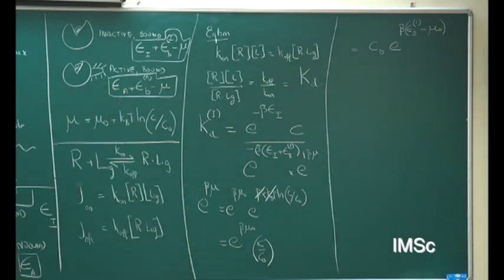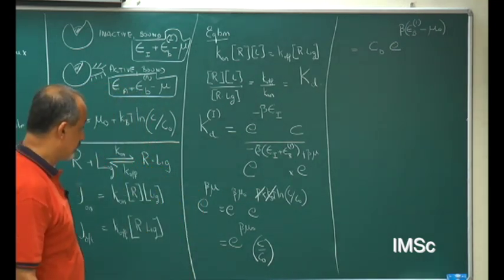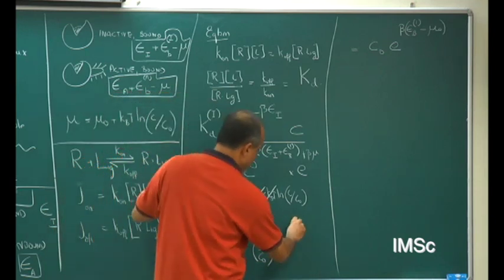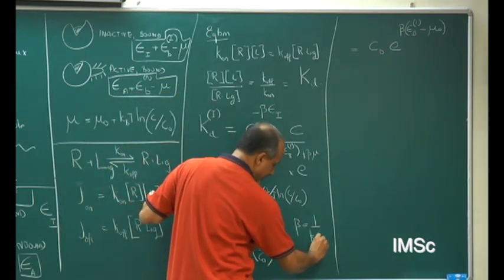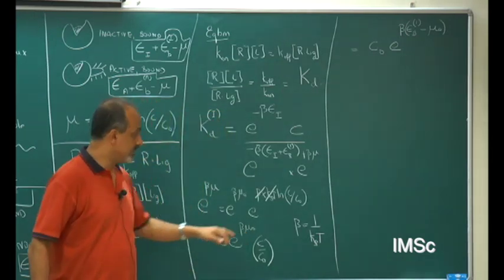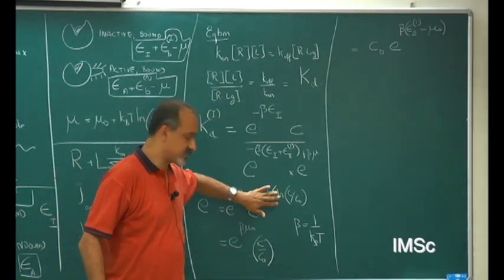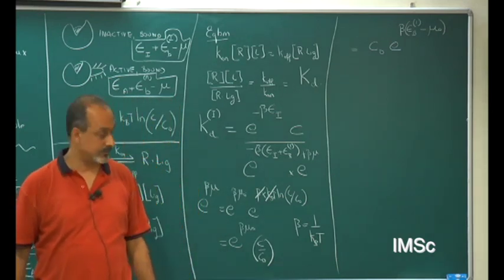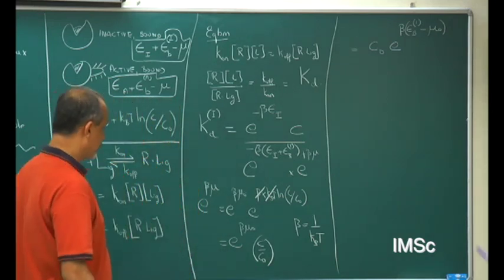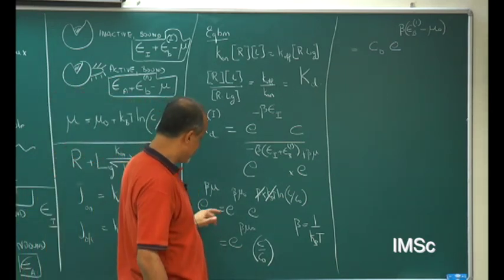Here, KD is e to the power beta mu. So here beta is 1 over kBT. That's what I've used. So kBT times beta is just 1. Exponential of the log is just C divided by C naught. How do you get this? e to the power beta mu is equal to e to the power... this one?